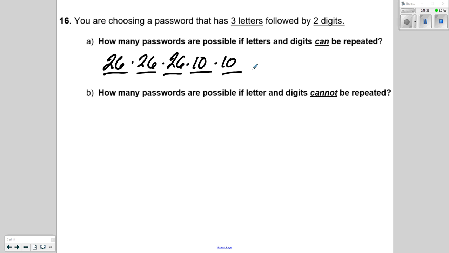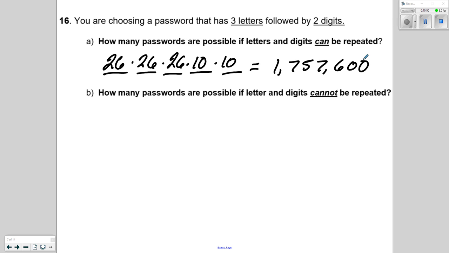So we still have 10 options for the fifth spot in that password. So that's 26 times 26 times 26 times 10 times 10. If we do that in the calculator, we get 1,757,600 different passwords that we could create with those stipulations.